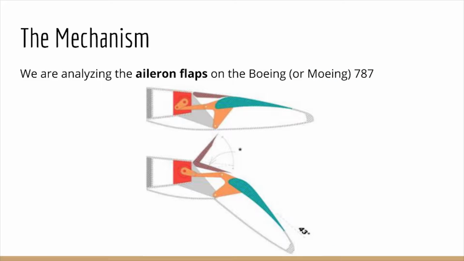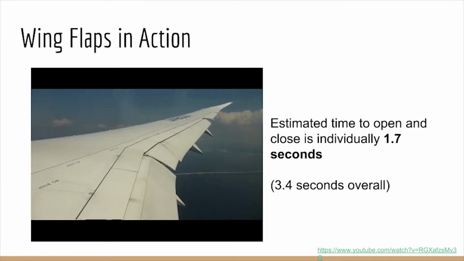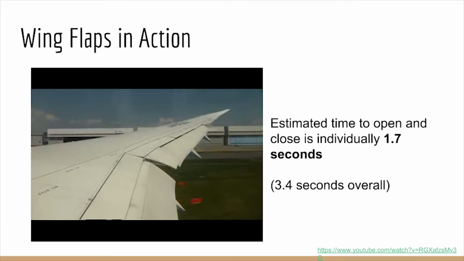How the mechanism works. Here we are analyzing the aileron flaps on the Boeing 787. As we can see, this is the mechanism for the aileron, and the above diagram describes the two toggle positions which enable the aileron to lower to a 43 degree angle. And we go on to how the wing flaps work.